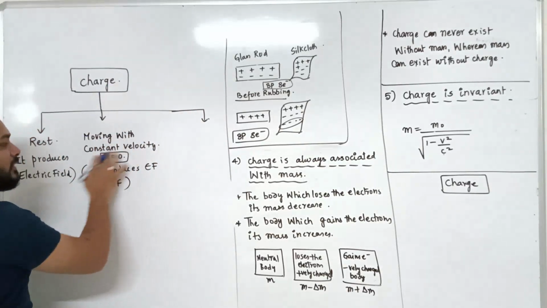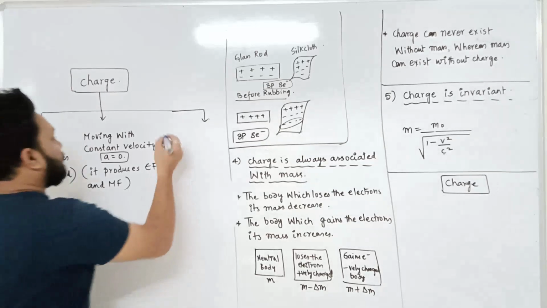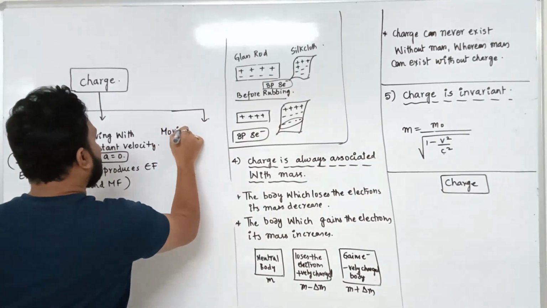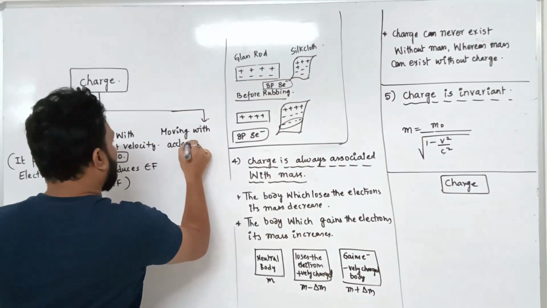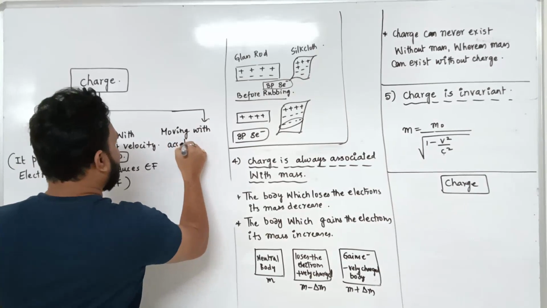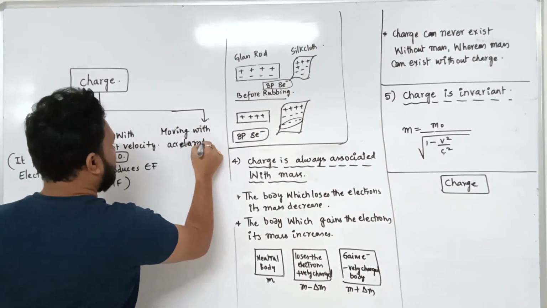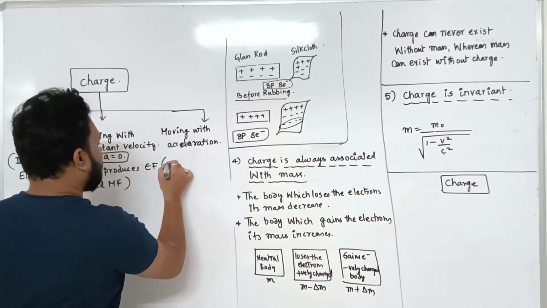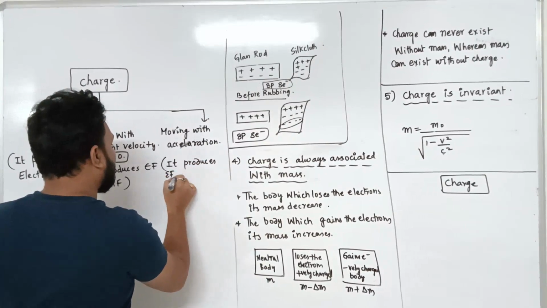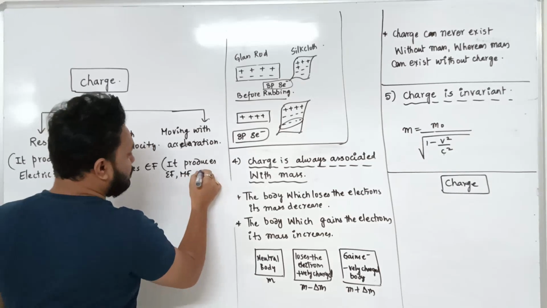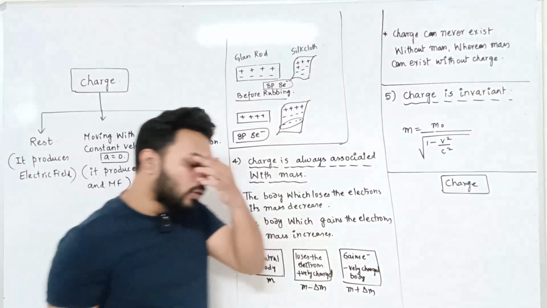Whenever the charge is moving with constant velocity, if there is no acceleration, then it produces electric field as well as magnetic field. If it is moving with acceleration, then it radiates energy. It produces electric field, magnetic field, and also an electromagnetic wave. It produces the electromagnetic wave.